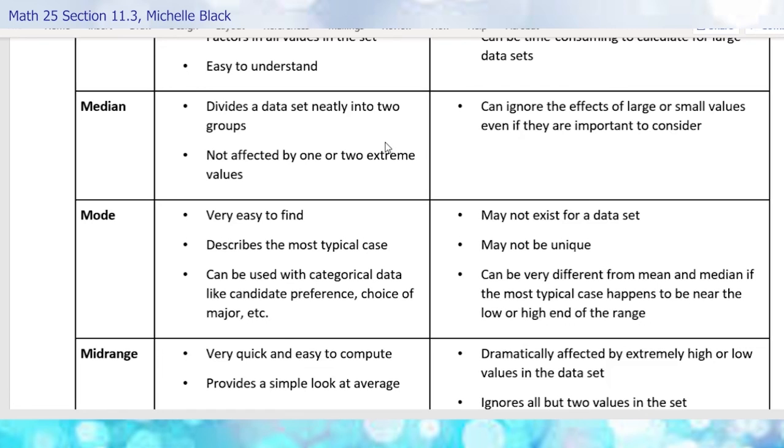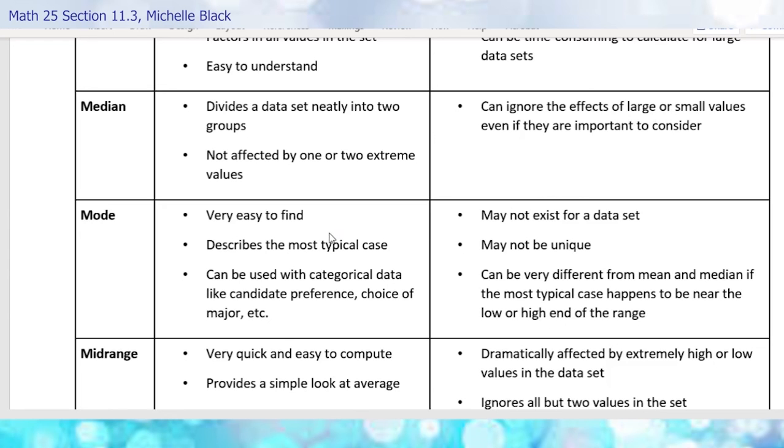The median. A strength of the median is that it divides your data set neatly into two groups, and it's not really affected by extreme values since we don't really pay attention to the ends of our data set. But that's also a weakness because you can ignore the effects of your large or small values, even when they are important to consider.